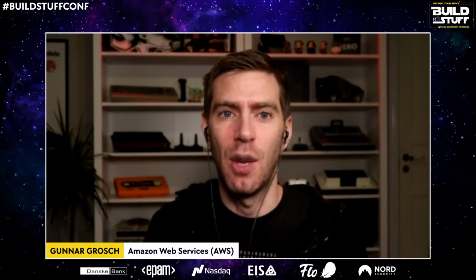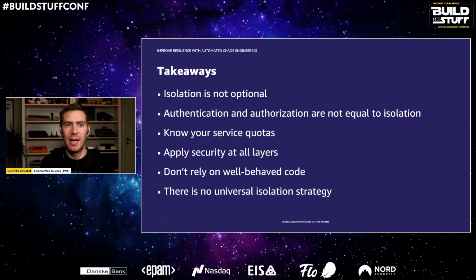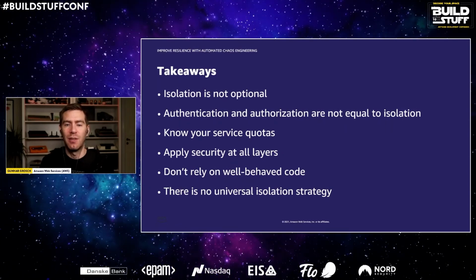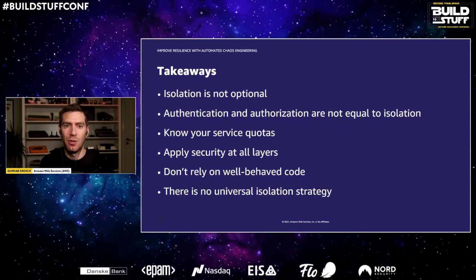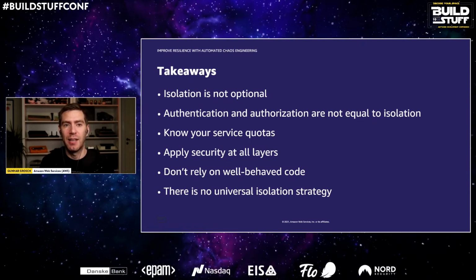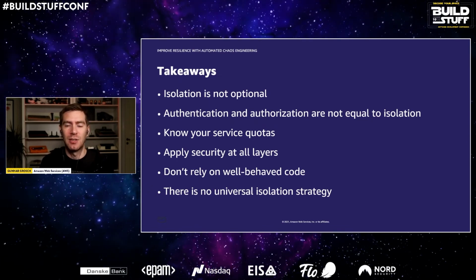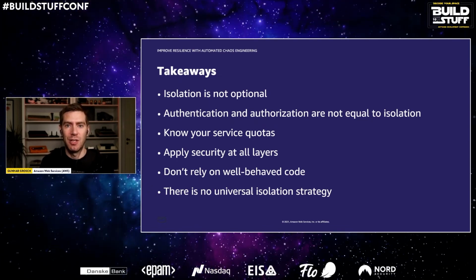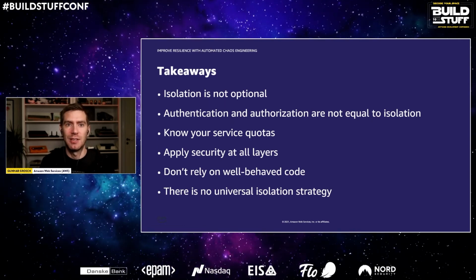And make sure to know your service quotas. If you're using a pool model or a silo model, it depends on how many services or how many instances, for instance, you can spin up for that specific service. And make sure to apply security at all layers. You should have it on all layers of your stack to make sure that your multi-tenant SaaS solution is as secure as possible. And finally, there is no universal isolation strategy. You have to find the strategy that works specifically for the service that you use.